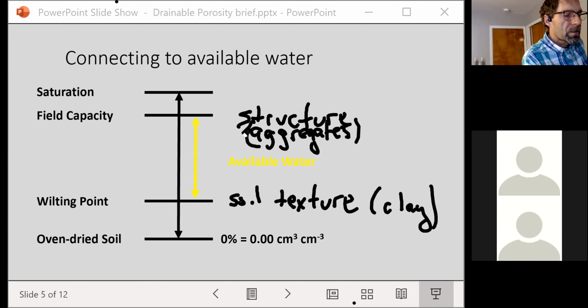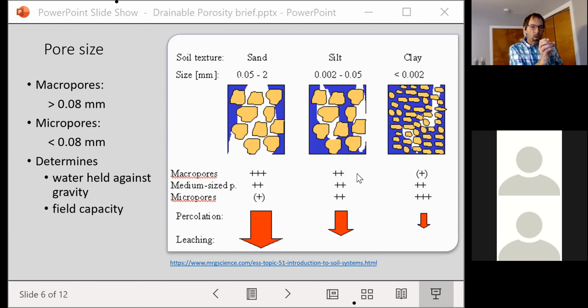Wilting point is controlled by soil texture. Field capacity is controlled primarily by soil structure. The amount of water that drains out of the soil is affected by soil structure, large pores. And so again, if we think about a soil, we think about big pores and small pores. The big pores are the ones that allow water to flow through most freely.